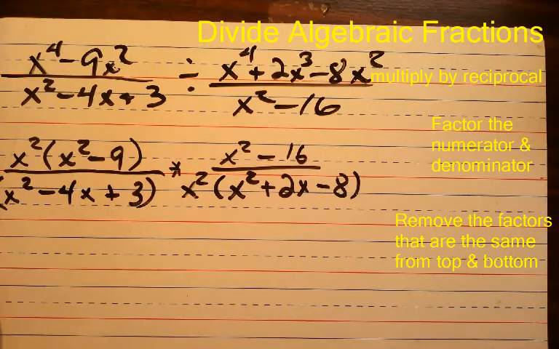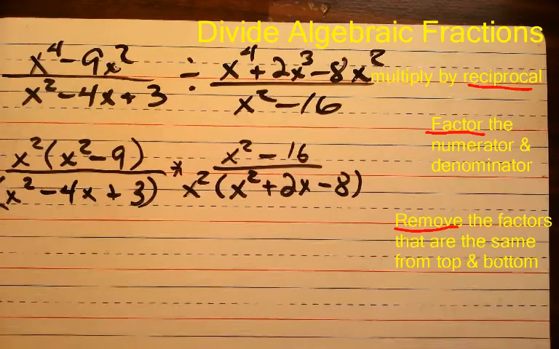Remember, we multiplied by the reciprocal. That was our first thing. Now we're factoring. Then we're going to remove. That's it. Step 1, 2, 3. So off we go. Off we go to the races.